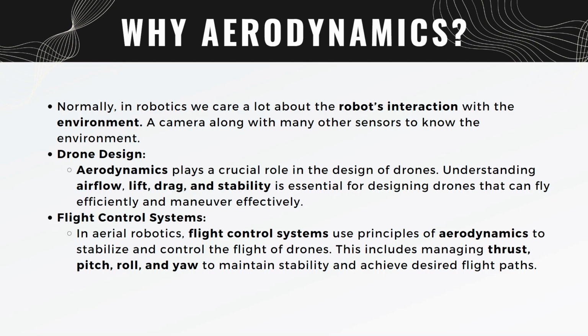Similarly, flight control systems. In controls, when we want to control a system, what we need to understand is the input variables and the output variables, right? The input variables for an aerial robotic system are the forces that the air applies on the robot, right? So in order to control the robot, we must study these forces. What impacts do they have on the robot? How do they impact the motion of the robot?